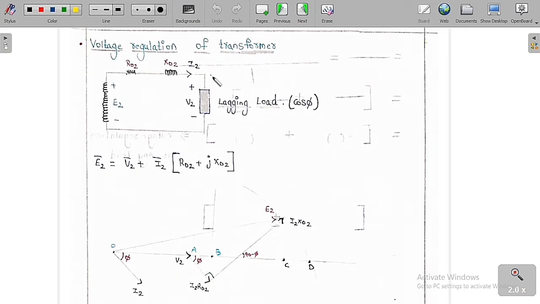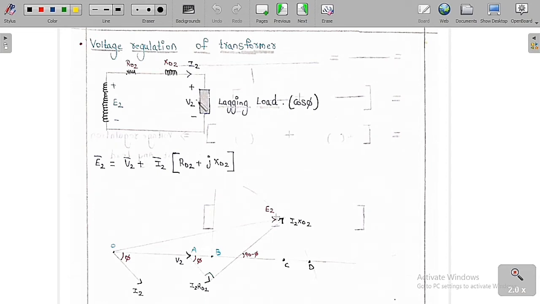This is a very new concept: voltage regulation of the transformer. Suppose I am going to consider only the secondary part of the transformer. Basically, I have transformed all the primary to the secondary. So now I am going to get a voltage of E2, and here a voltage of V2. This voltage is called E2, and this is R0 of 2, and this is X0 of 2, and this is the load.